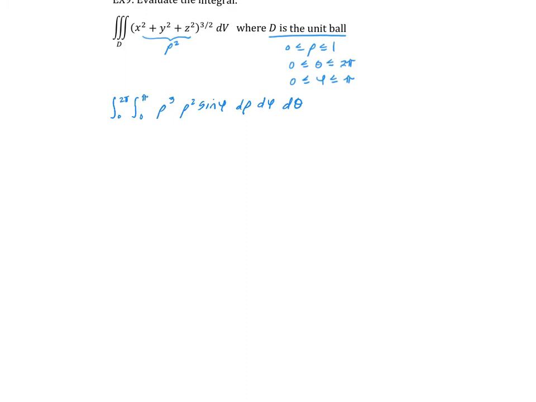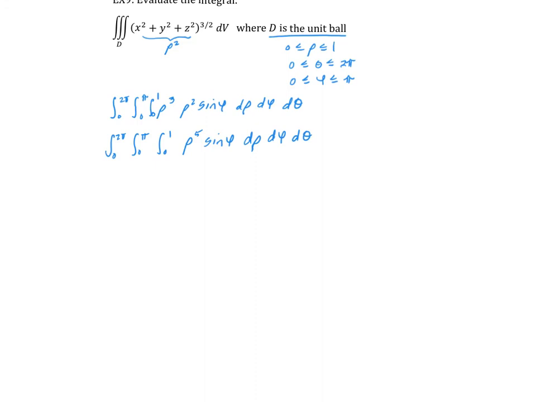And then just combining those rows. Oops, I forgot my 0 to 1. Forgive me for my rows. So combining the rows, I get rho to the 5th. So the outer integral is 0 to 2 pi, 0 to pi, rho goes from 0 to 1, rho to the 5th, sine phi, d rho, d phi, d theta.